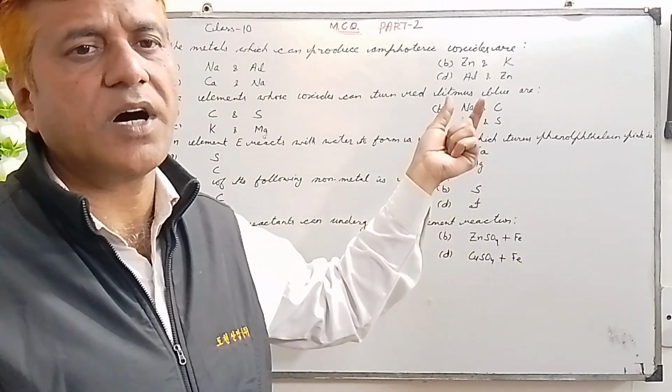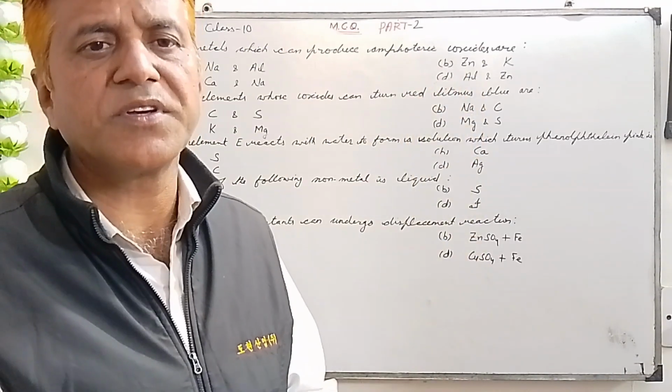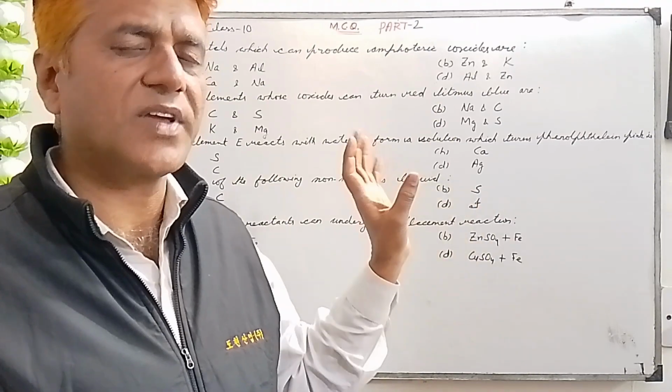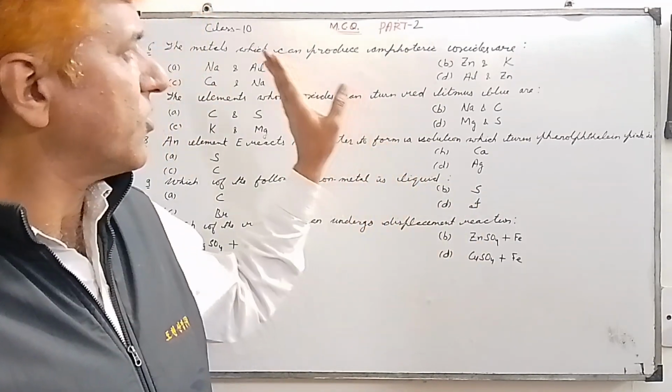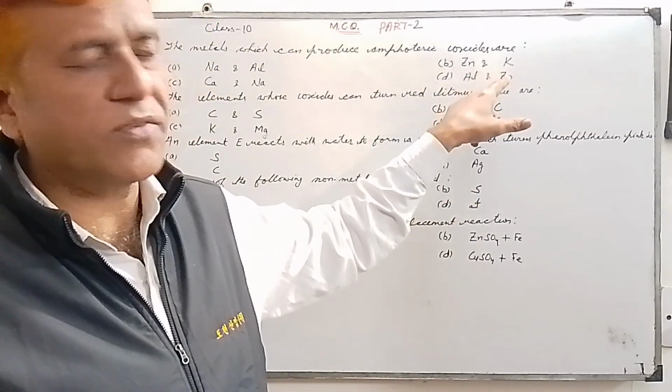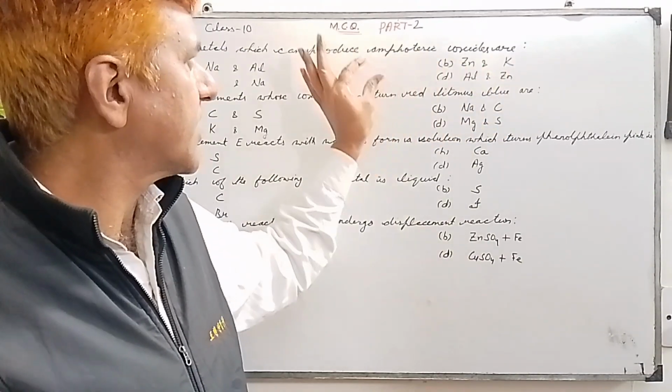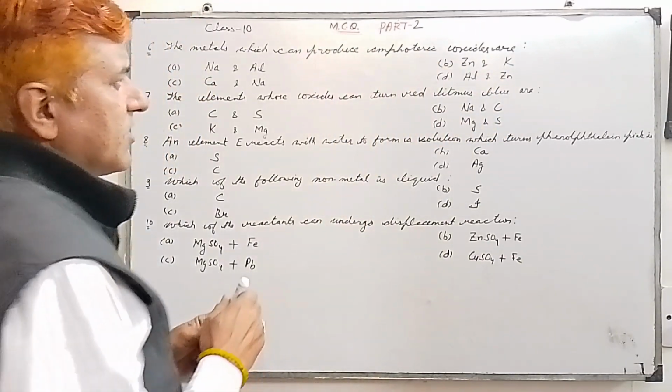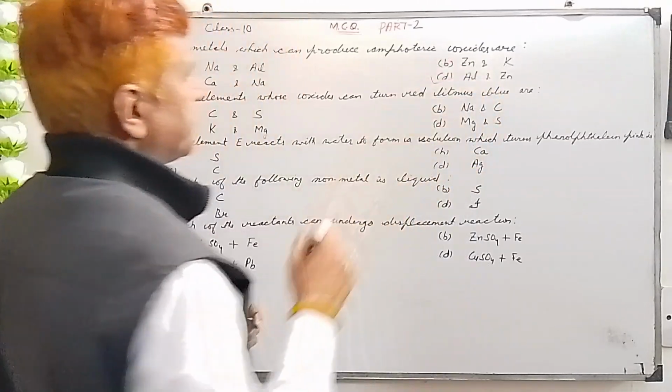Amphoteric oxides are those oxides which behave in both ways, acidic as well as basic. So oxides of aluminium and zinc, always remember, are amphoteric oxides. So our D option is the answer of this question.